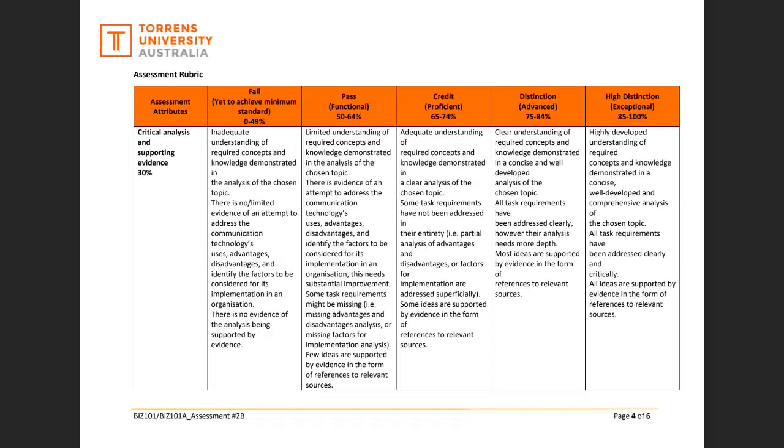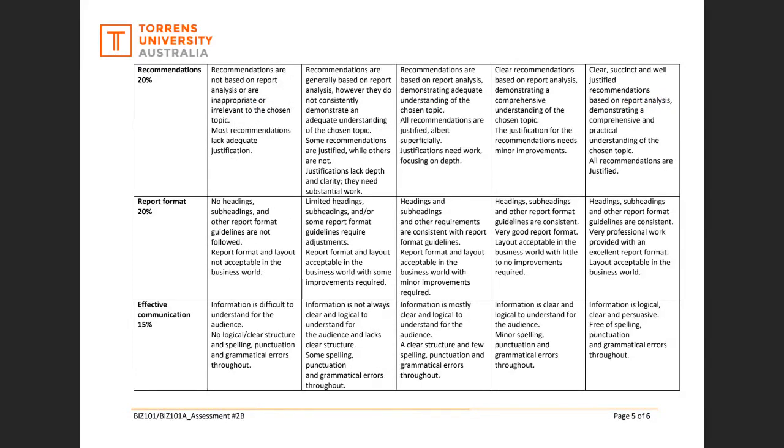Just so you know how you're being assessed, 30% of your grade goes towards critical analysis and supporting evidence. Moving on to the next page, 20% will go towards your recommendations, 20% for the report format, and don't forget for this second assignment you'll need a cover page, an executive summary, a table of contents, an introduction, your different headings for the ways that you're going to discuss your report. You'll need a conclusion and your recommendations, and then a reference list. Do include any appendices after the references as a way to visually support your report.